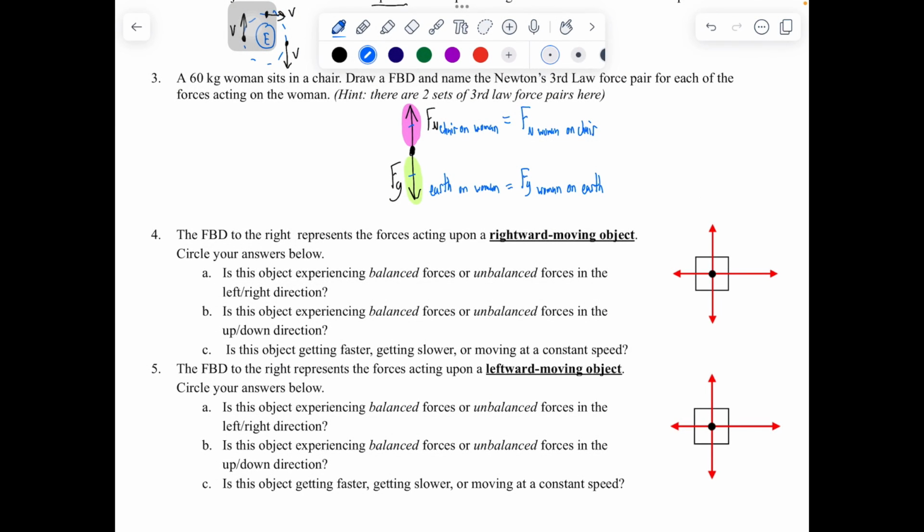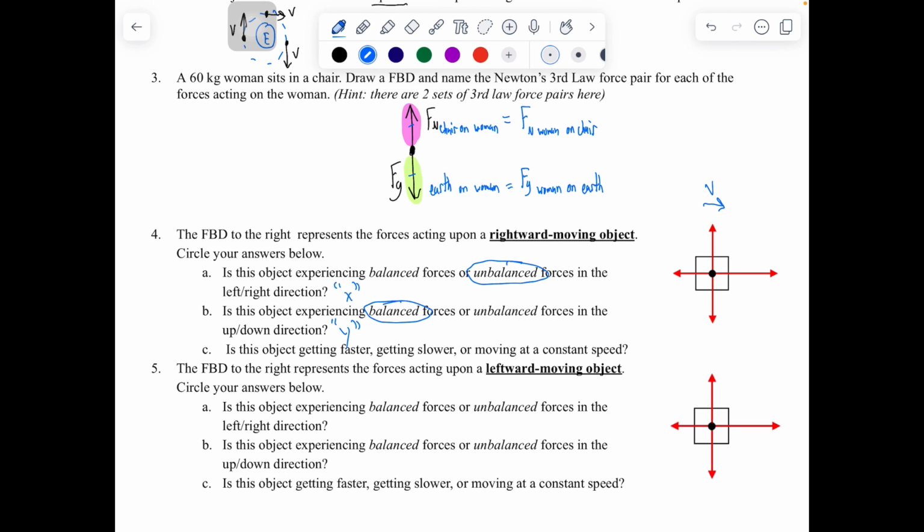Alright. Number 4. The free-body diagram to the right represents the forces acting upon a rightward moving object. Circle your answers below. Here, I like to draw in a little arrow, just to say, okay, we're moving to the right. That helps us. Is this object experiencing balanced forces or unbalanced forces in the left/right direction? So horizontal, in the x direction. Well, we have a force to the left and a force to the right. The force to the right is bigger, so we certainly have unbalanced forces here. B. Balanced or unbalanced in the up-down direction? This is the y direction. Well, they're balanced. They're the same size, opposite directions, they balance out.